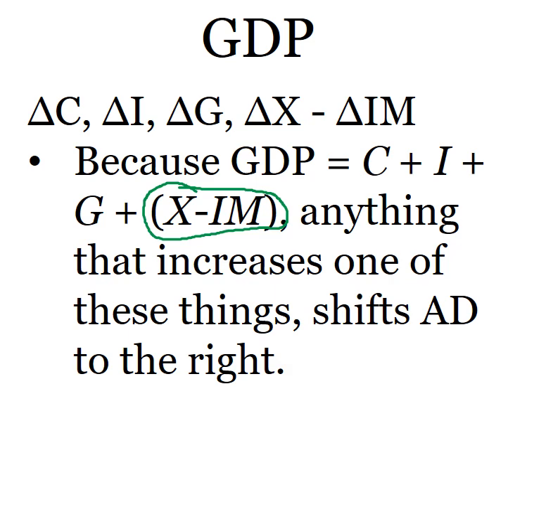Now, if imports by themselves go up, then the rule won't work, because if imports alone go up, then we actually have a decrease in net exports. So as long as they're together, this rule works. If any of these four major sections, consumer, investment, government, or net exports, go down, then AD would shift to the left, it would decrease. So a change in any of these variables will shift aggregate demand.